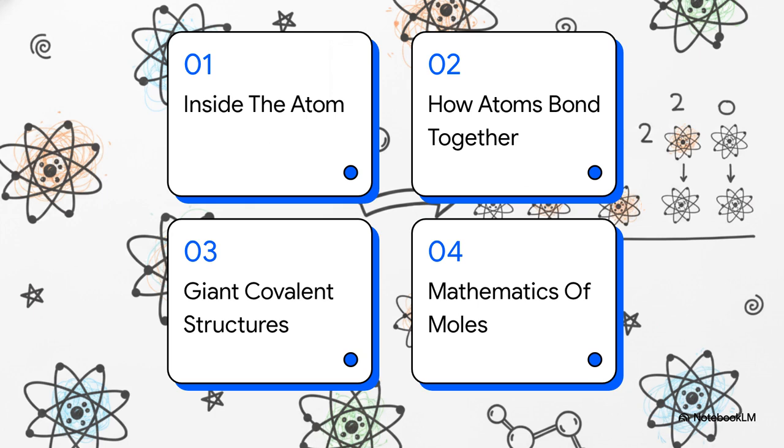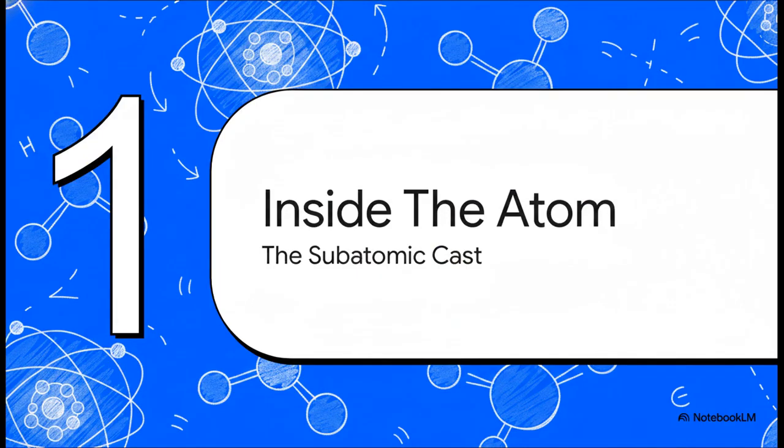Here is our quick roadmap for today. First up, inside the atom. Second, how atoms bond together. Third, giant covalent structures, and finally, the mathematics of moles. Our narrative arc is literally going to zoom out, starting at the tiniest microscopic level and ending with some very tangible, practical math. Let's get right into Section 1.